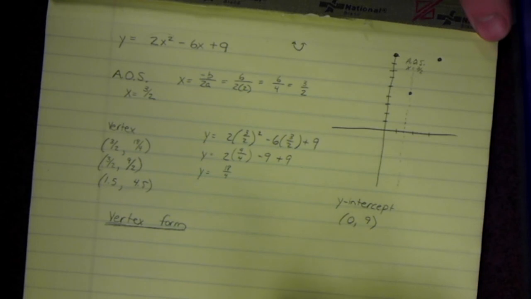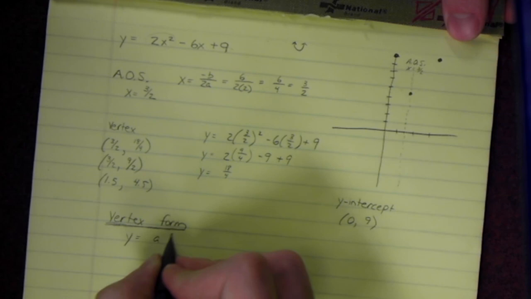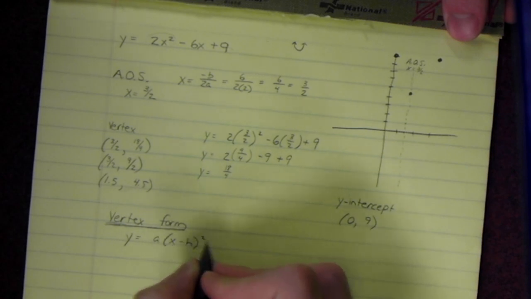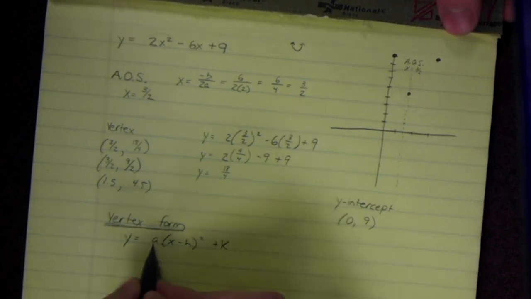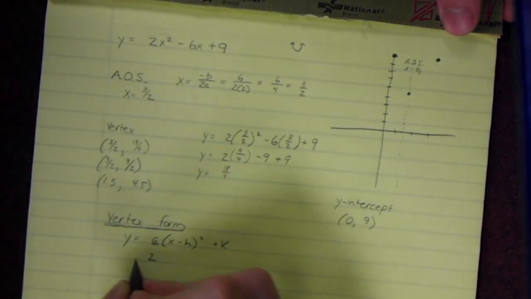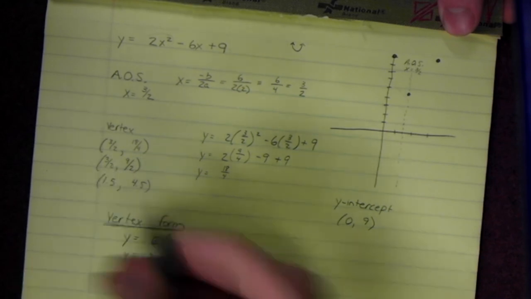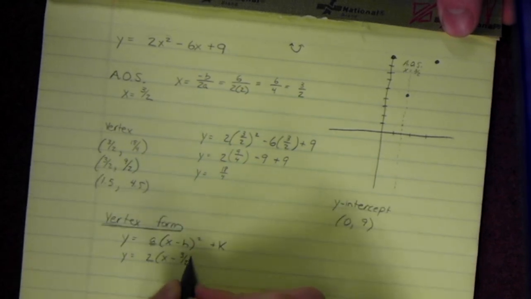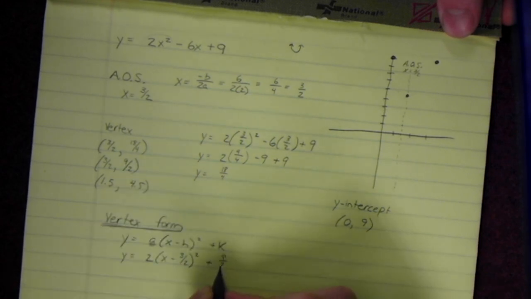So vertex form is y equals a times x minus h squared plus k. That's the equation of vertex form. So this a here is the same a that we had in standard form. In this case, it would be 2. H is the x value of your vertex. In this case, that would be 3/2. And k is the y value of your vertex. In this case, that would be 9/2.